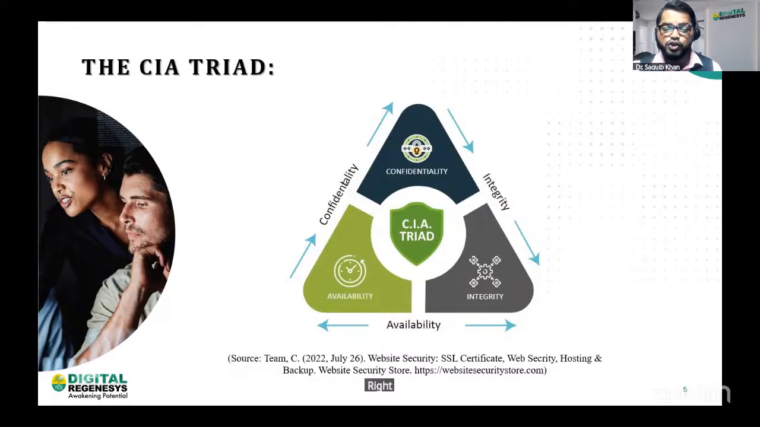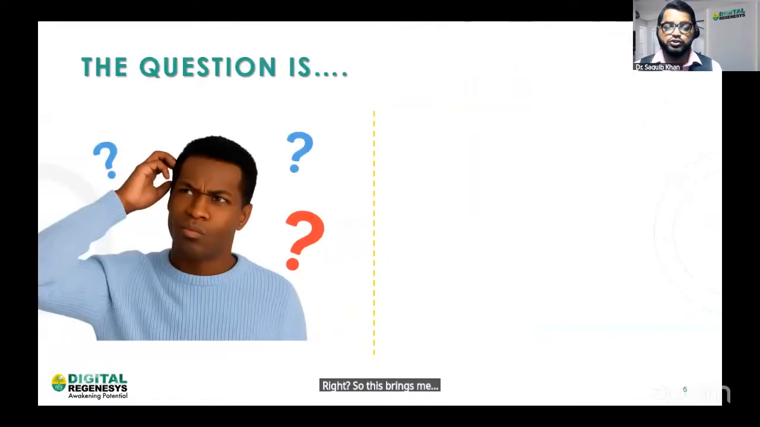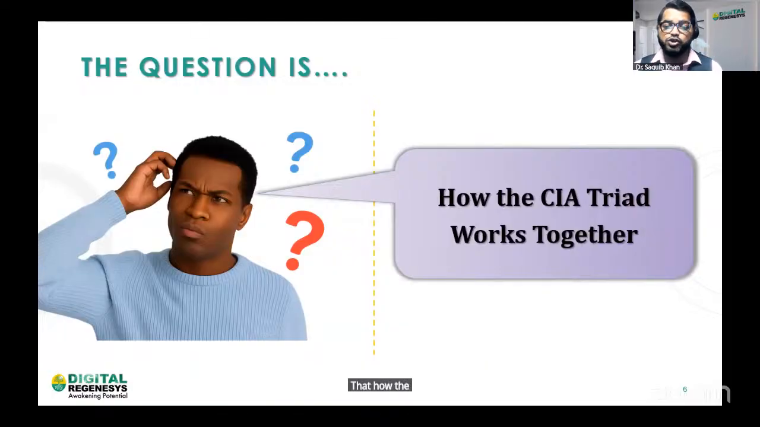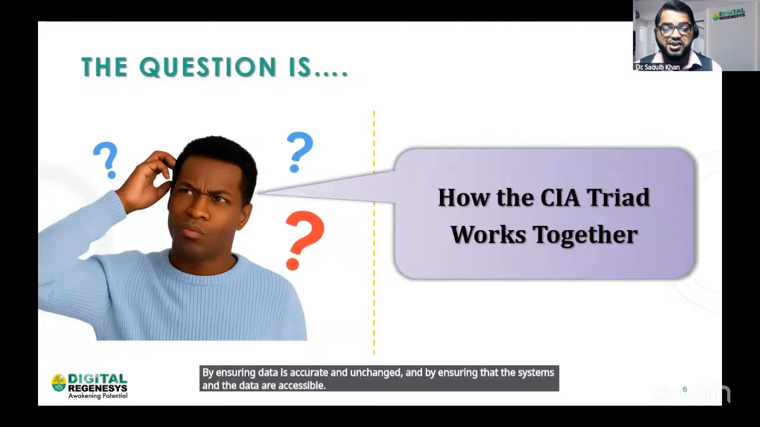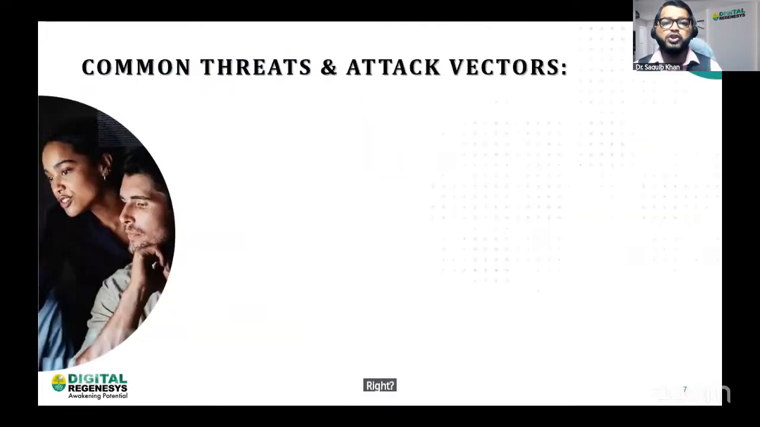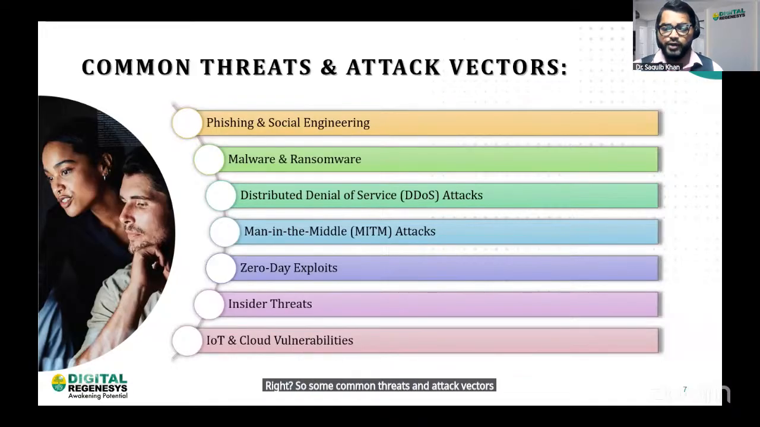Right? So this brings me to the next question that should come to your mind: how do the CIA's threads work together? I just told you, they work together by keeping the information private and secret, by ensuring data is accurate and unchanged, and by ensuring that the systems and the data are accessible when needed. The goal is to prevent unauthorized access, to maintain trust and reliability, and to have reliable access for the user, right? So some common threats and attack vectors are listed over here.